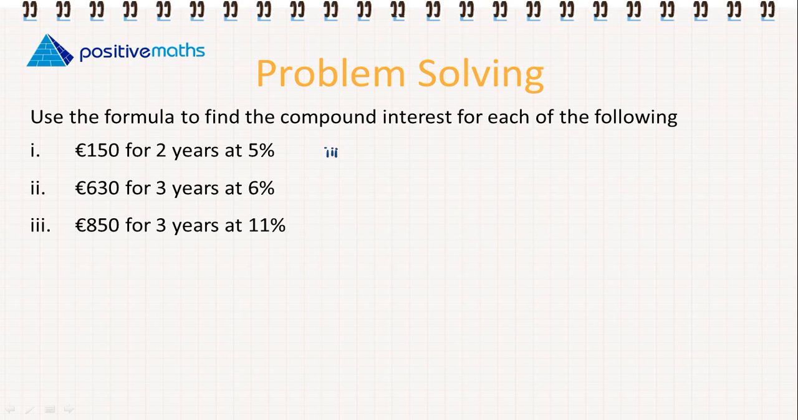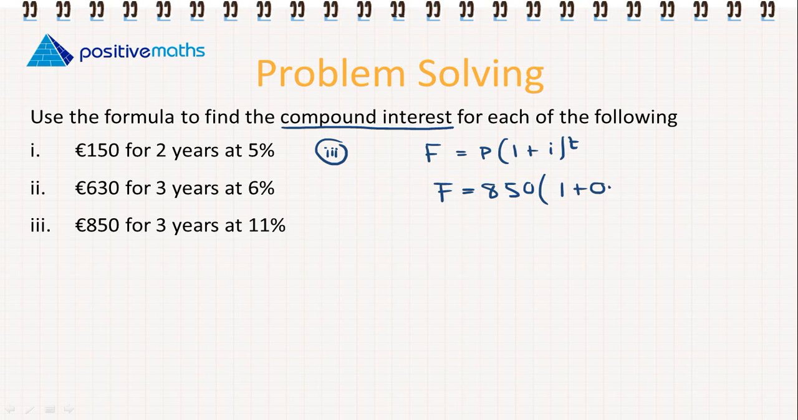Okay, in part 3. So again, in order to calculate the interest, we'd need to first calculate the final amount. So we have P, 1 plus I, T. So we're looking for our final amount. Our principal is 850, we have 1 plus 0.11 to the power of 3. So we have 850 multiplied by 1.11 to the power of 3. So our final amount is going to be €1,162.49.